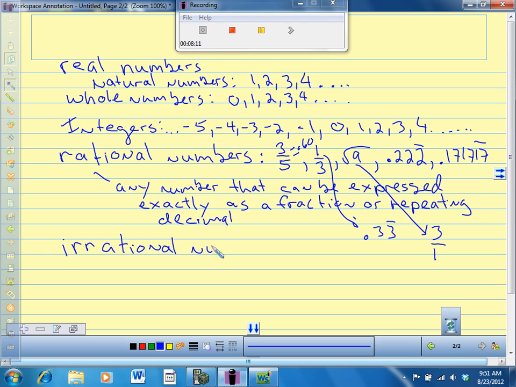Irrational numbers are numbers that can't be expressed exactly as a fraction or repeating decimal. Can anyone think of one like that? Like numbers that go on forever and ever. Yes, Jordan. Give me an example of an irrational number, one that goes on forever. Oh, I don't know. Who knows one? What were you going to say there, Jason?